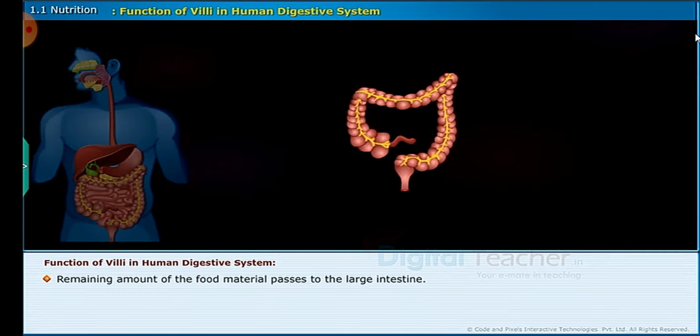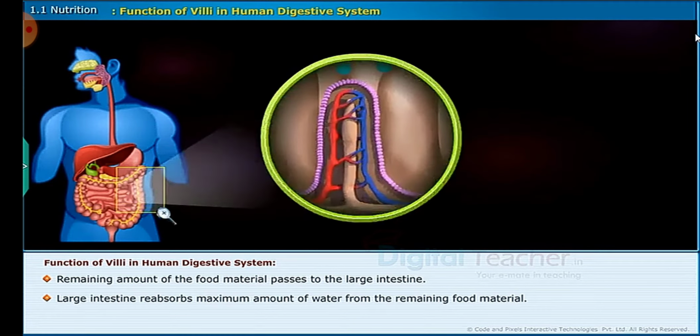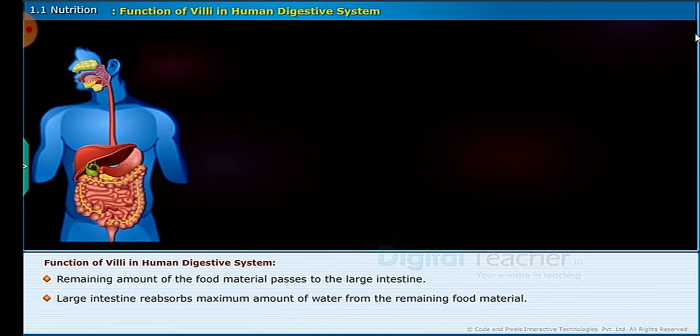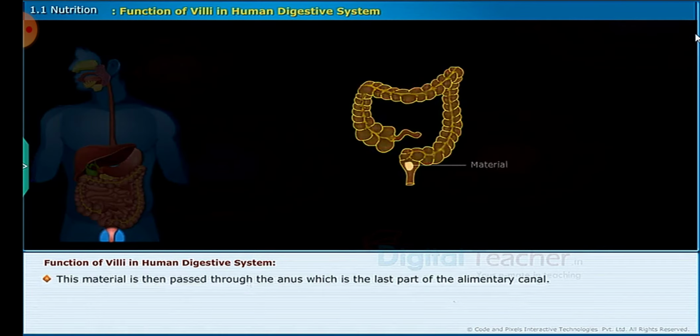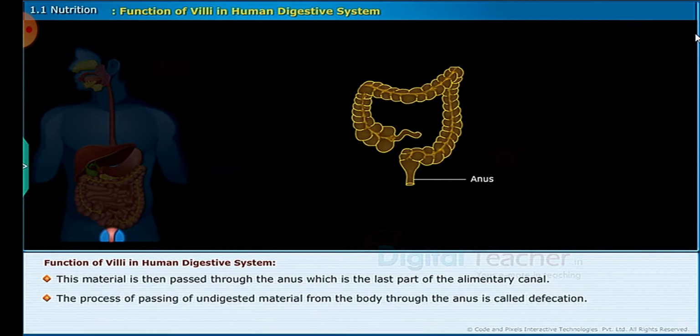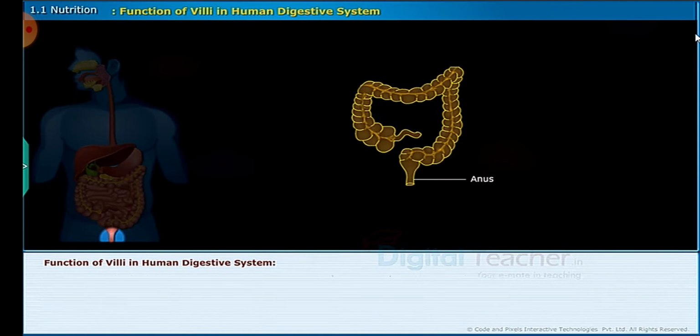The remaining amount of the food material passes to the large intestine. The large intestine reabsorbs the maximum amount of water from the remaining food material. This material is then passed through the anus, which is the last part of the alimentary canal. The process of passing undigested material from the body through the anus is called defecation.